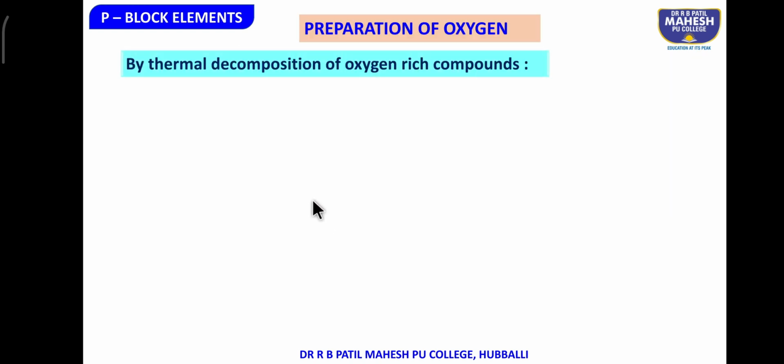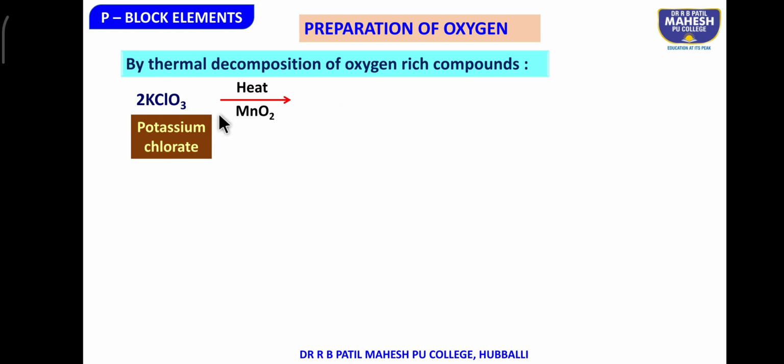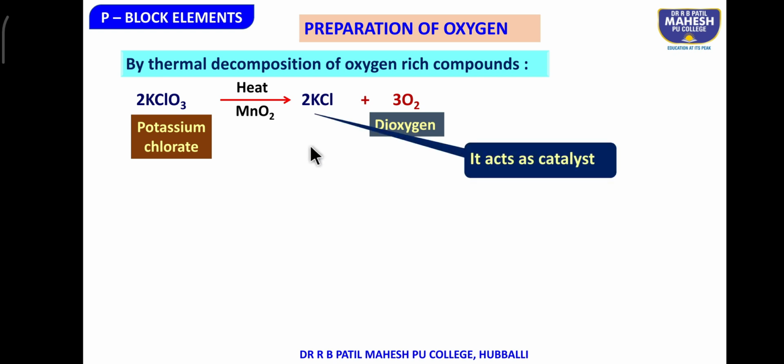Preparation of oxygen. So different methods are used to prepare oxygen. The first method is by thermal decomposition of oxygen rich compounds like potassium permanganate, potassium nitrate, hydrogen peroxide, chloric acid salts, perchloric acid salts, etc. For example, potassium chlorate in the presence of catalyst MnO2, when it is heated, undergoes decomposition to form oxygen as the product. So here MnO2 acts as a catalyst.